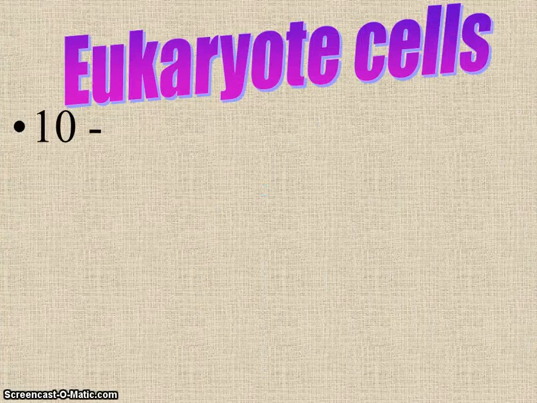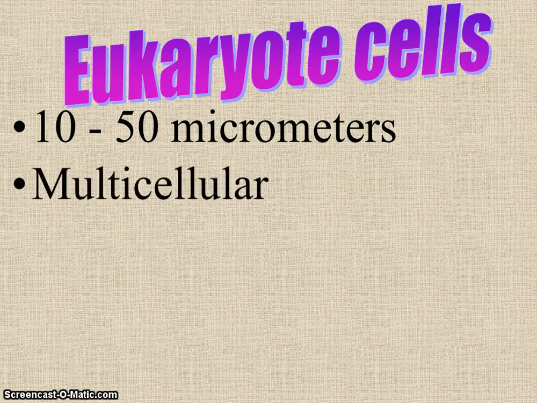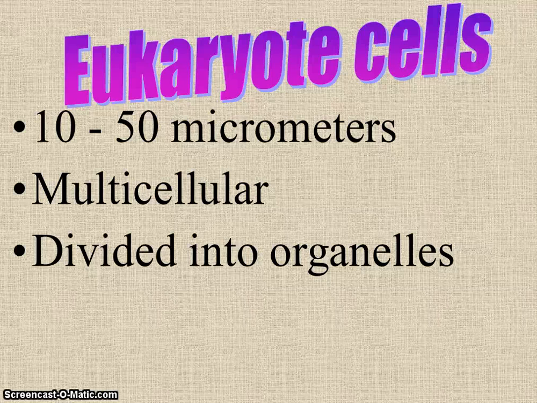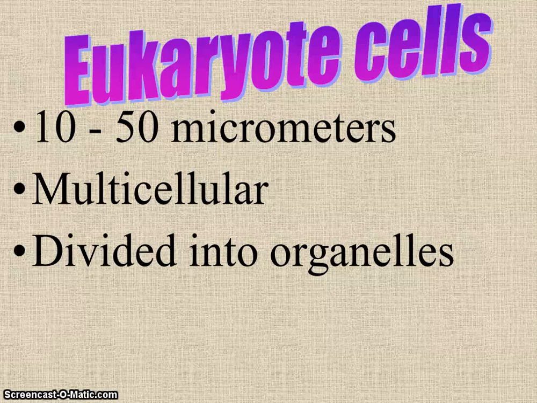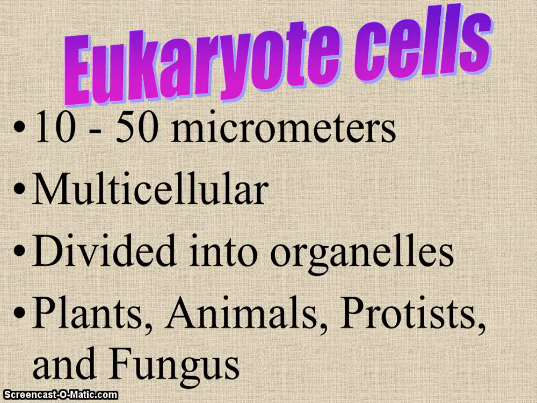Okay, so eukaryotic cells are larger. They're about 10 to 50 micrometers. Again, still microscopic. They can be multicellular for different organisms. They are divided into organelles or cell parts, and we will learn about that in the next set of notes. Eukaryotic cells are found in plants, animals, protists, and fungus. So the rest of the 5 kingdoms are eukaryotic cells. So the only prokaryotic kingdom is Kingdom Monera.